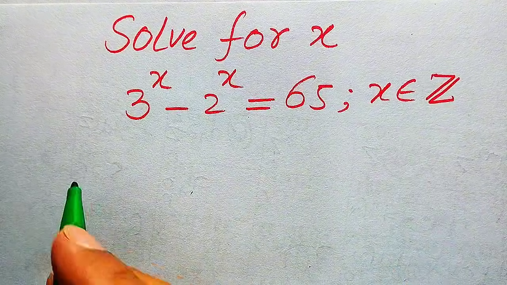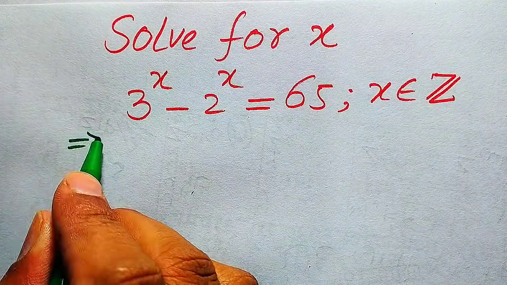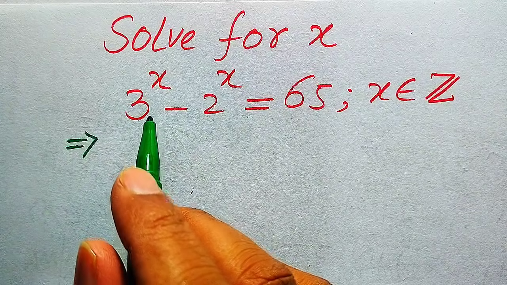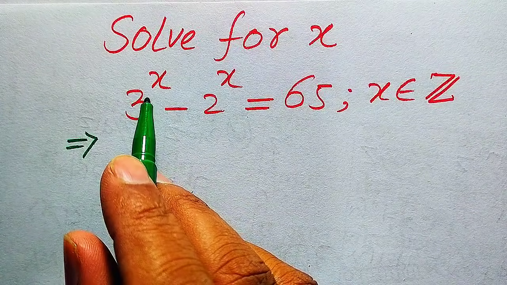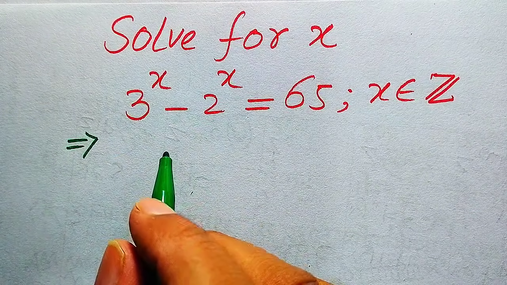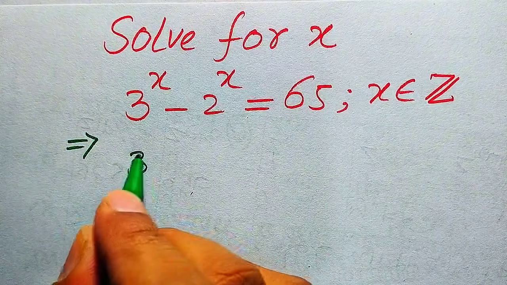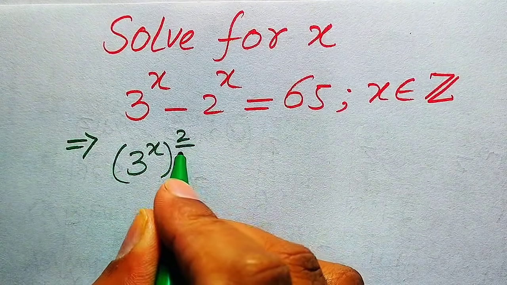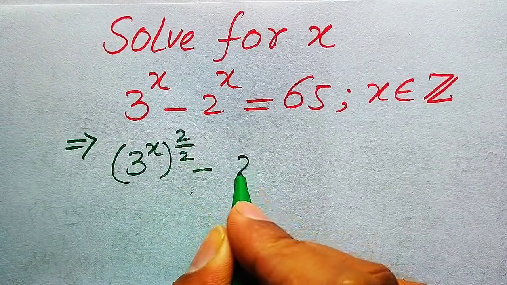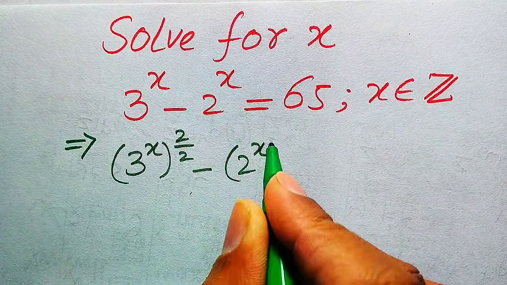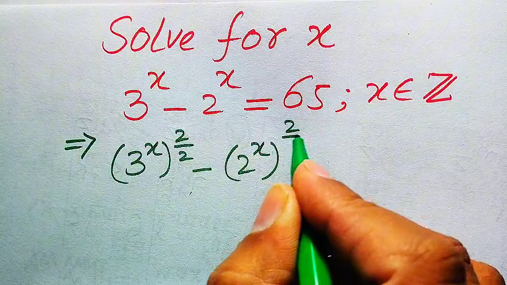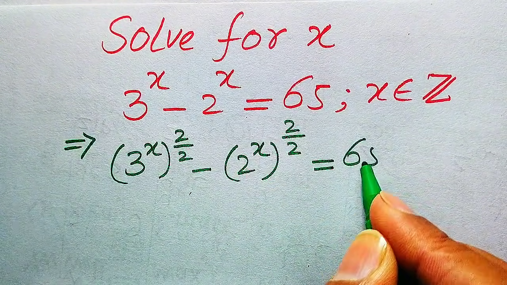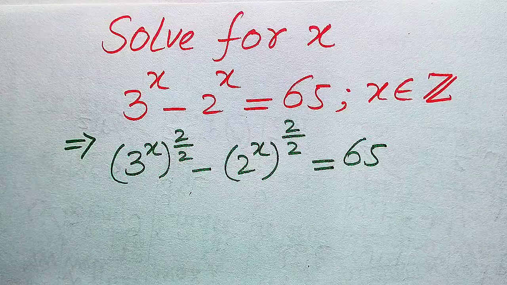So here the very first thing we are going to do is first we need to rewrite this equation as 3 to the power of x. Here we multiply and divide the exponent of both of these two terms by 2, and it will be written as 3 to the power of x, and its whole exponent is 2 by 2, minus, in this case again we multiply and divide the exponent of this term by 2, and it will be written in this form, and this whole equation is equal to 65.